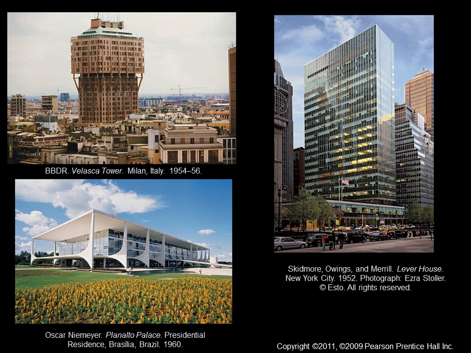On the right-hand side, we have the Lever House in New York City from 1952, which is probably much more typical of the influence of the international style on the American skyscraper. You have the beautiful glass encased structure with the steel support beams, but this is not a very heavy building. When you look at the Velasca Tower in the upper left-hand corner, it is a lot smaller compared to the Lever House, and you can see how by varying your architectural styling you can give a certain sensibility of visual weight.